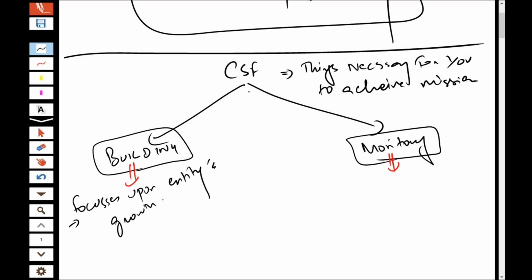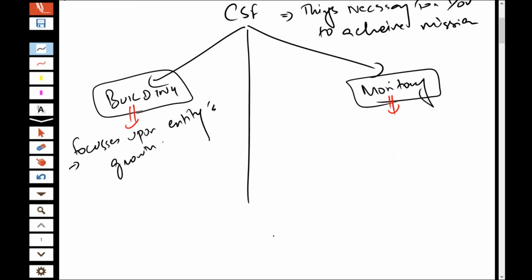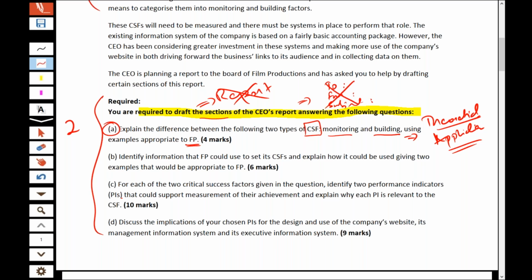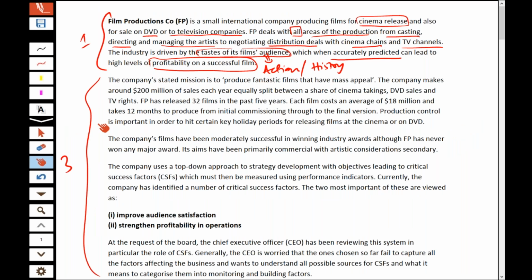So if you are being told that you need to do this thing, and this is one of your important things, the building CSF focuses upon the entity's growth. For example, in this specific scenario, which is a film production company, think about how the business could grow. It's a bit old question, but a very good question to understand. It says you are producing films for cinema release and also for sale on DVD or to television companies. Now, my question to you is, can there be any other distribution channel that could be used to sell these films?